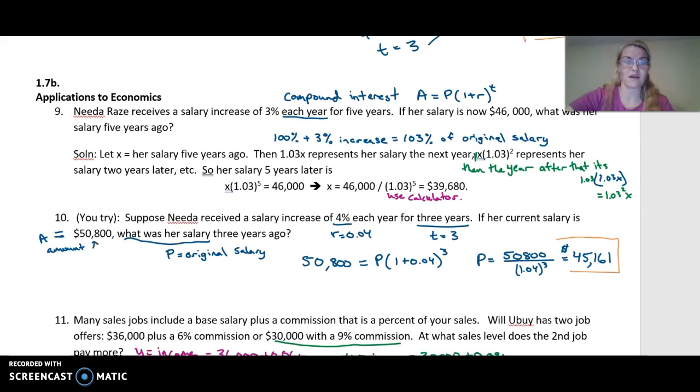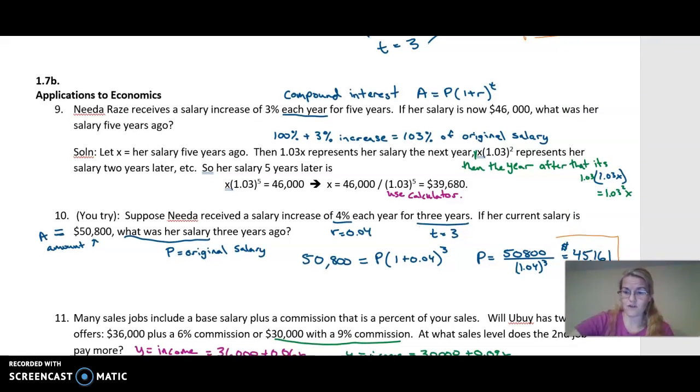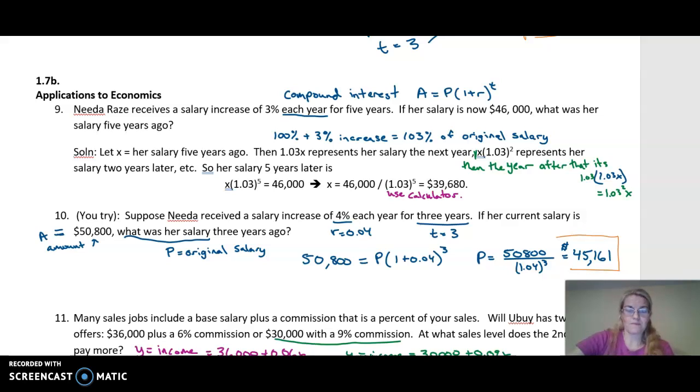So starting with 9 and 10. Numbers 9 and 10 really are compound interest problems. Let me move this back down over here. So if Nita Rays, do you love my funny names? Nita Rays receives a salary increase of 3% each year for 5 years.